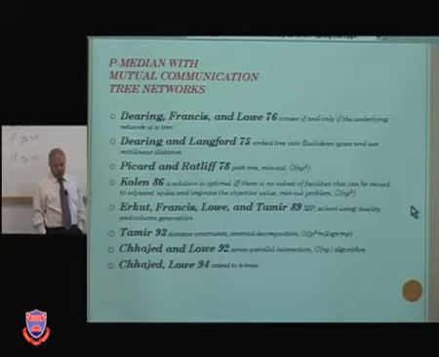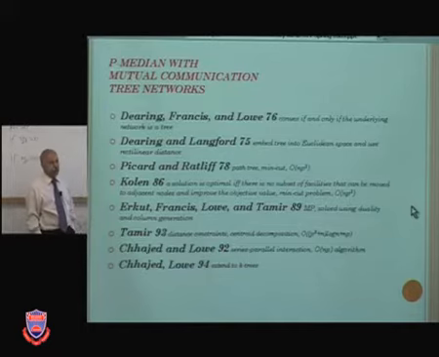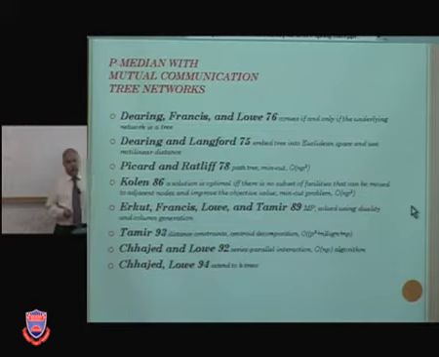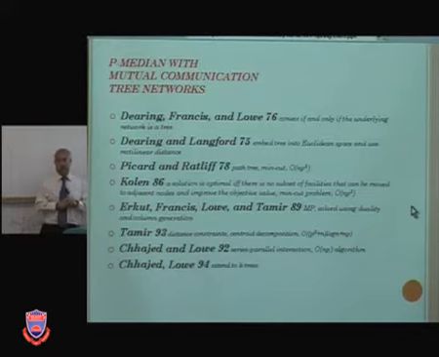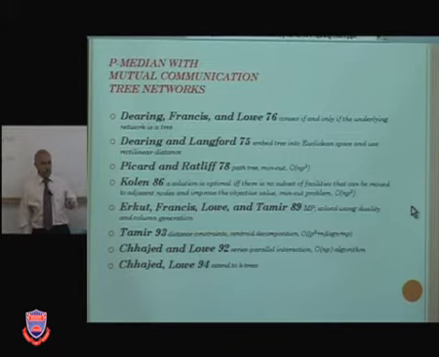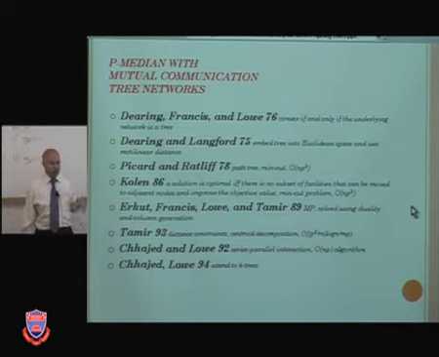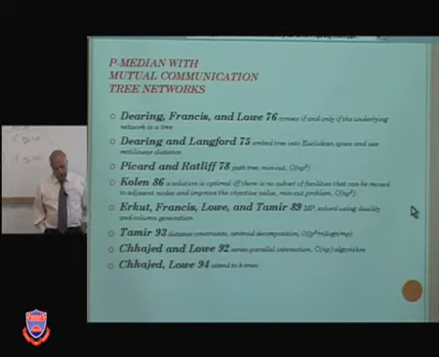And the main contributor for this is the Picard and Ratliff paper. But prior to that, Dearing and Langford, in an unpublished paper, actually proposed that a tree network can be embedded into a higher dimensional Euclidean space so that the tree network distances are essentially the same as rectilinear distances in the Euclidean space. And using the rectilinear distances, things can be solved, okay? Because rectilinear location problems of this nature have already been solved. That paper is not published.